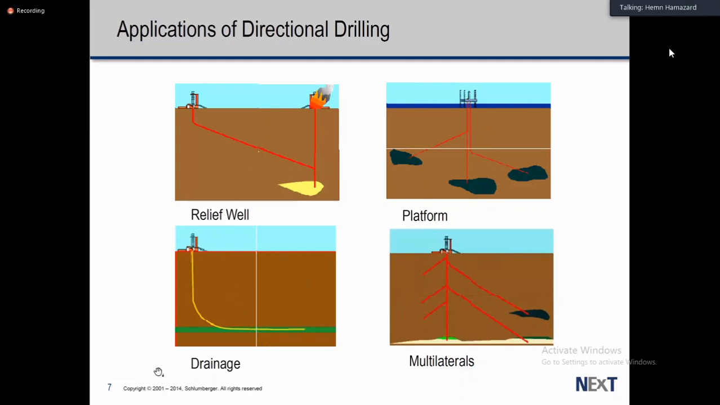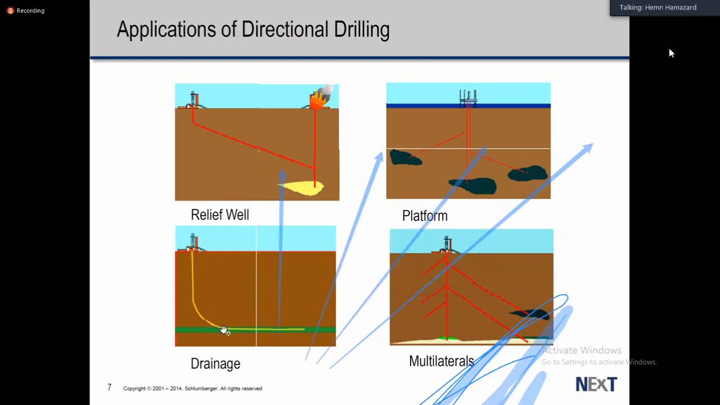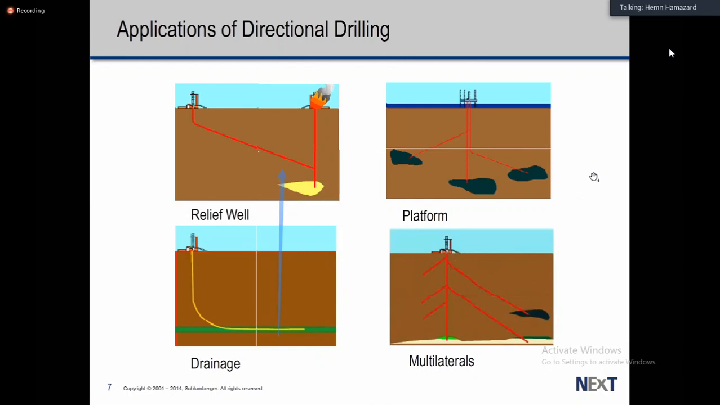And for drainage, like I said, if this is your reservoir, if you see this layer, if I drill like this white line vertically, I can penetrate and produce only this part of this reservoir. But if I drill like this horizontally, this is maybe 100 times more than this, and that's one of the functions. And then also multilateral holes. From one rig, you can drill multilateral. That's another application of that.